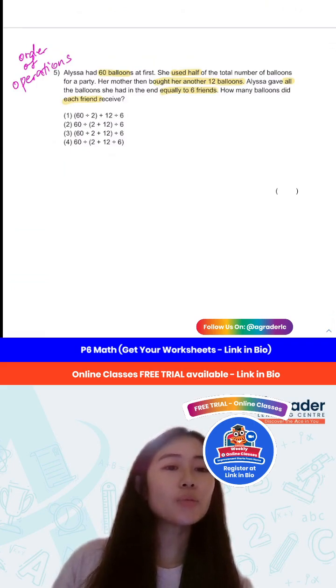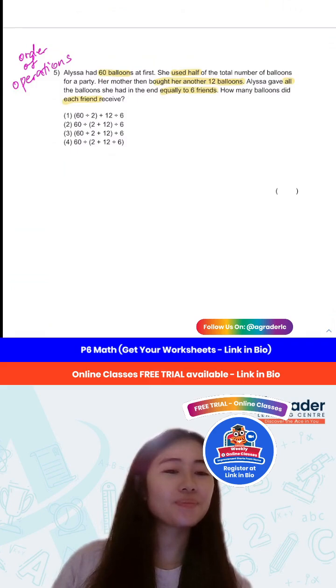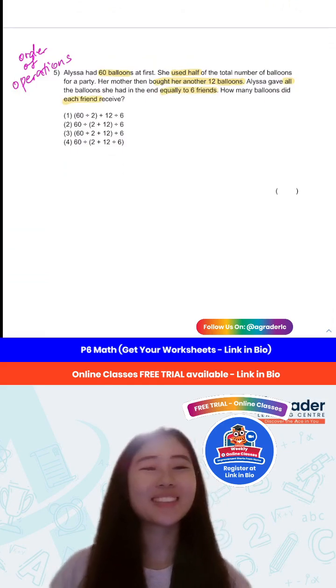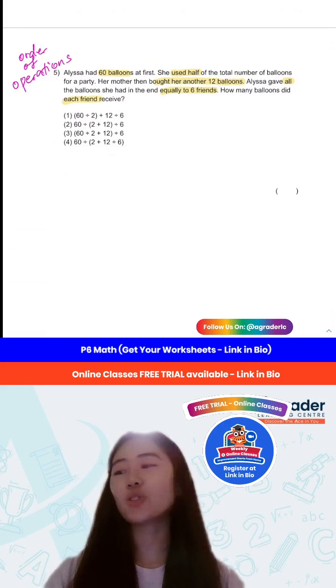Okay, I see some of you say 3, some of you say 1. So is it 3 or is it 1? I'll give you a chance to change your answer. Is it 3 or is it 1?